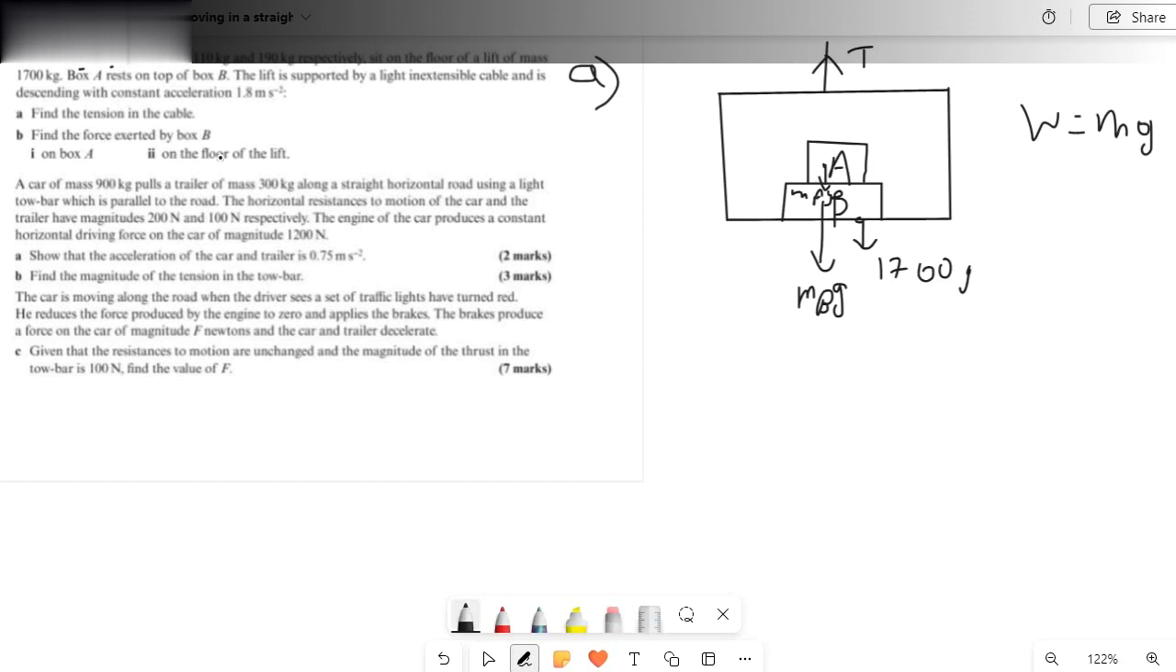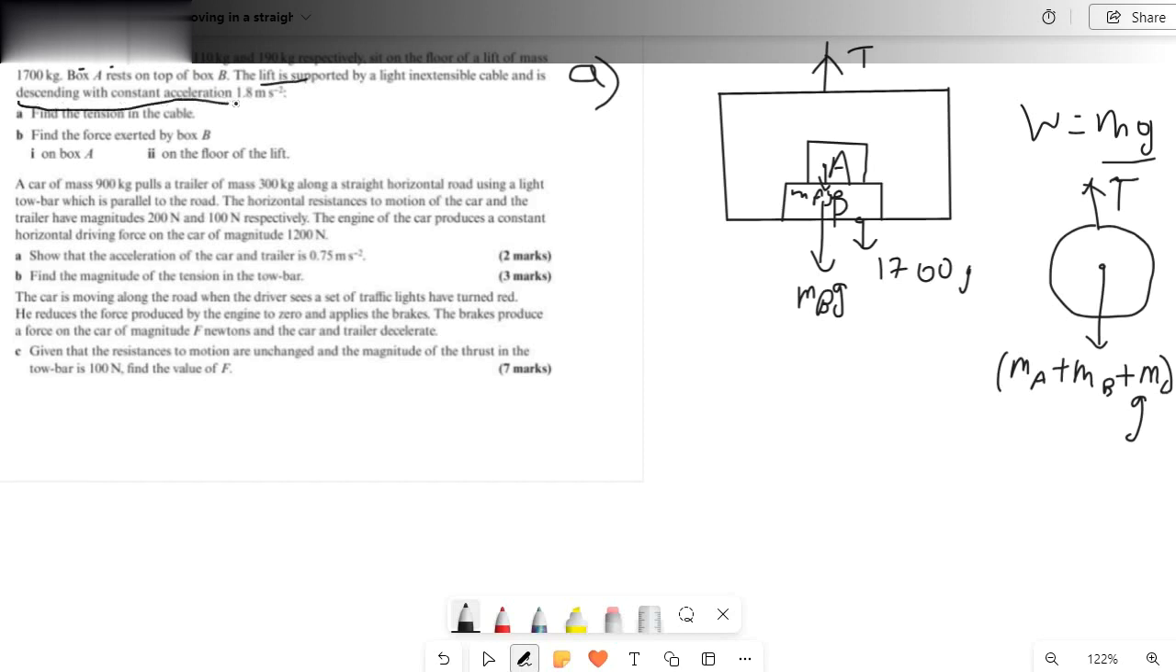So now we have to find the tension in the cable. First of all, we need to find the total mass of the system, and we can consider the whole system to be one single particle of total mass, mass of A plus mass of B plus mass of the lift, and the whole multiplied with g, because weight is equal to mg, and this being the tension. Because we know that the lift is descending with a constant acceleration of 1.8 meters per second squared, the resultant force must be downwards.